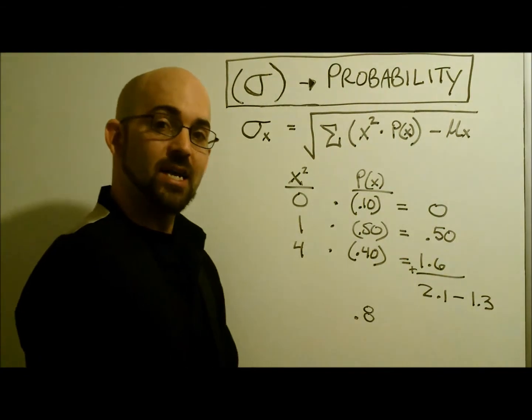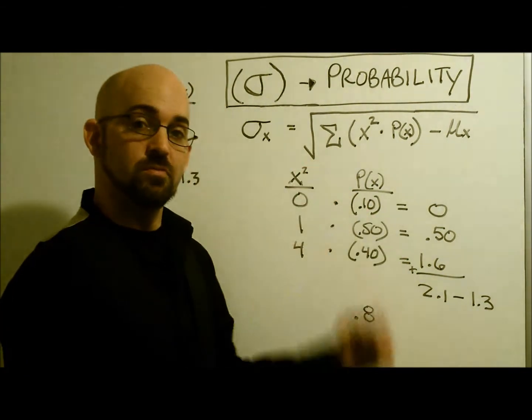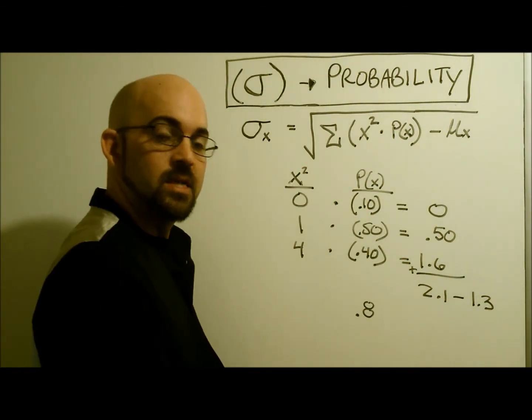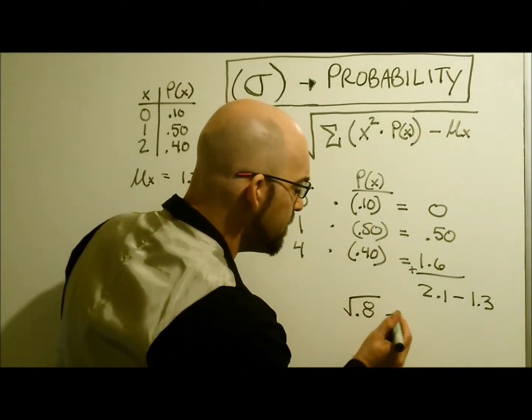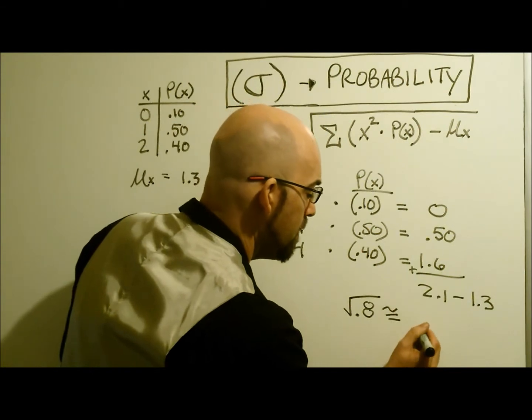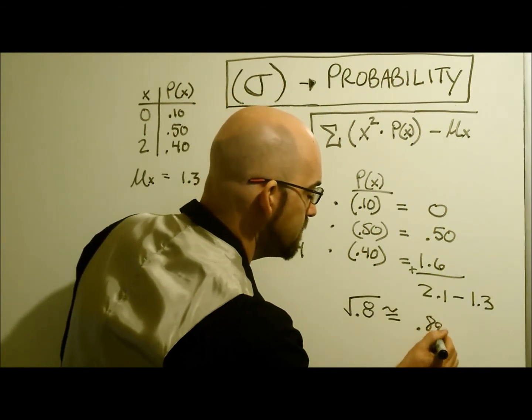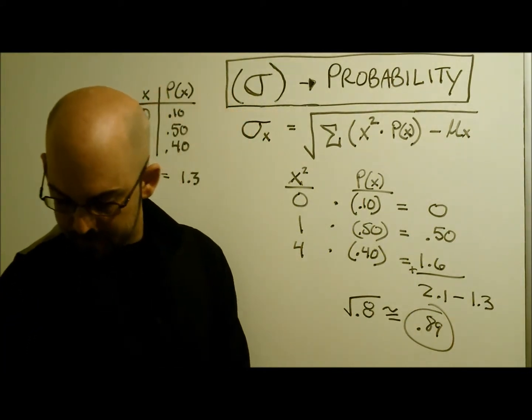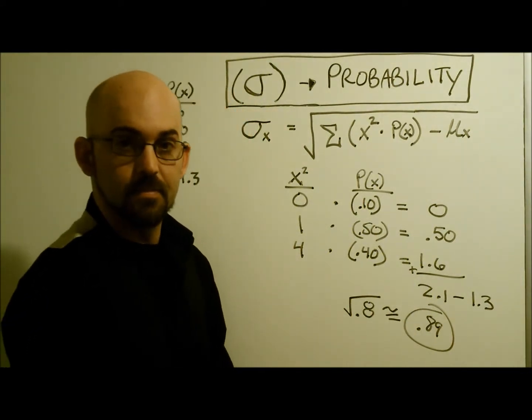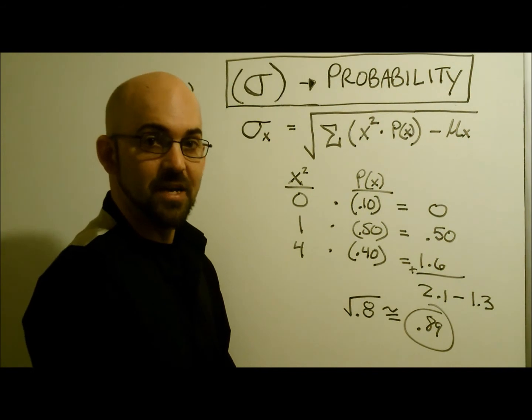We're still not quite done yet. We have to take the square root. Let's do that. Taking the square root of 0.8, we get just about 0.89. And that would be our standard deviation.